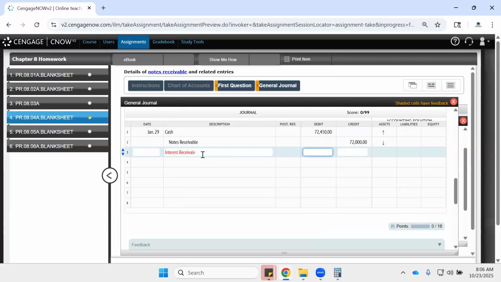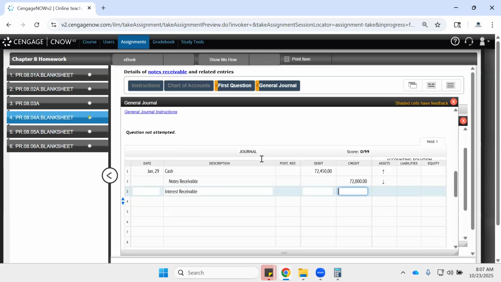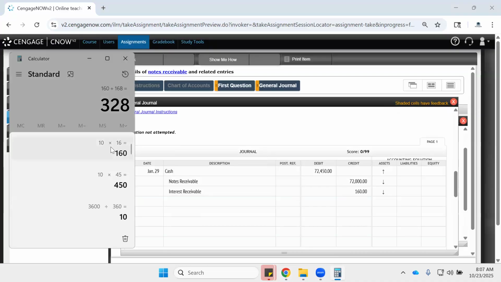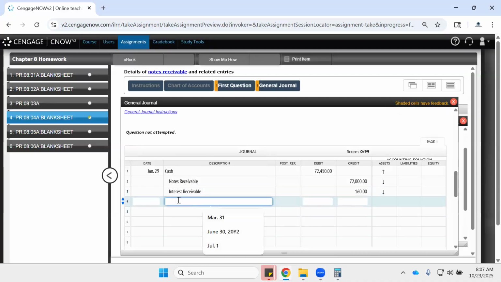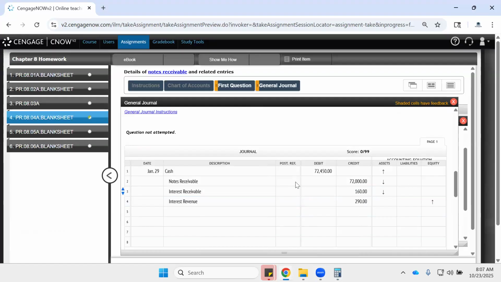And on this note, remember we had 16 days of interest at $10 interest per day. And that was $160. Remember how we calculated that for the previous question here. And then our interest revenue for the rest of the time, this is for the 29 days in January. 29 times $10 in interest a day is $290. But also make sure to double check that your journal entry is balanced. Our debits and credits are balanced here.